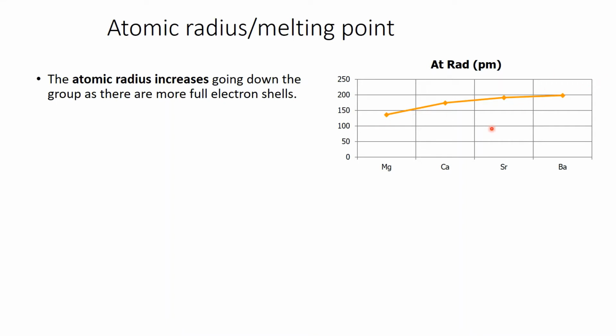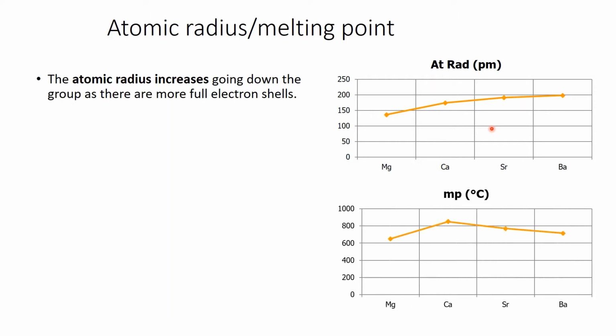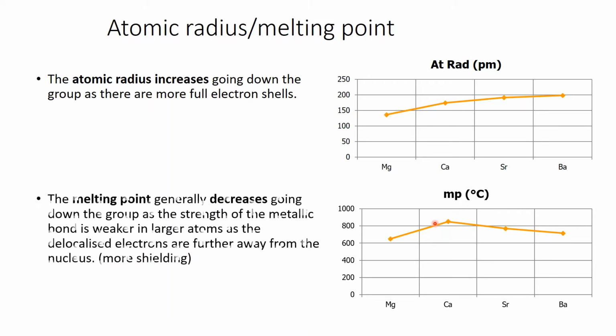For the melting point, you actually see a little peak around calcium, but there's a general decrease going down the group as the strength of the metallic bonding gets weaker in larger atoms, as there is more shielding. As the electrons are further away from the nucleus, those delocalized electrons, meaning that there's less attraction to the positive nucleus. So the strength of those metallic bonds decreases, meaning that the melting point also decreases. Well done if you got both of those.